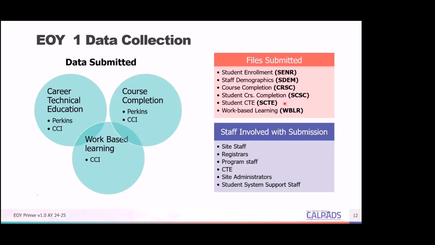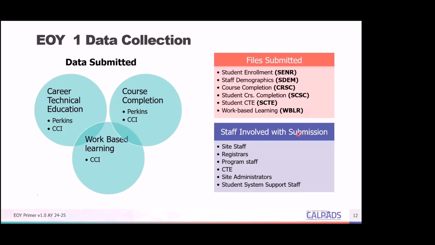We then have the student career technical education, or SCTE, file, which is used to report CTE completers, but must align with pathways and capstone courses that are reported in the student course section records here. And then finally, we have the work-based learning, or WBLR, file, which is used to report different work-based learning that students engage in at your school sites.